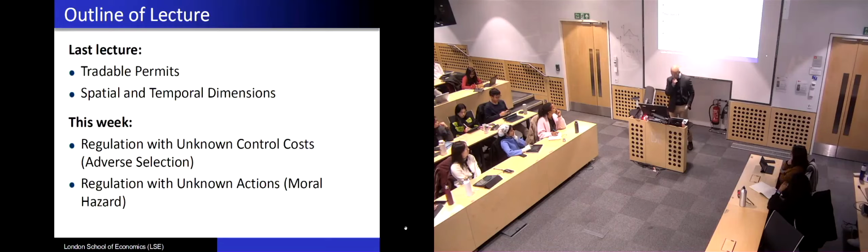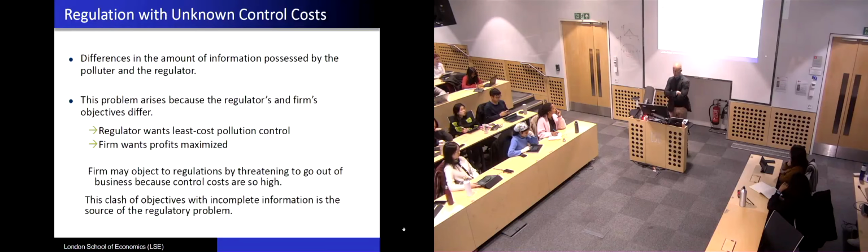And so let's start. This is kind of the most common one, I guess. So let's start with this issue and move things forward as we go along. All right. So again, as I mentioned, difference in information. The amount of information possessed by the polluter and the regulator. And the problem arises from 2 things.